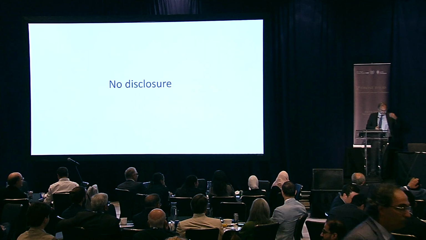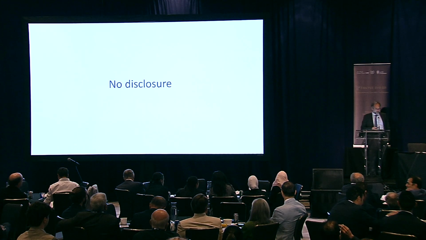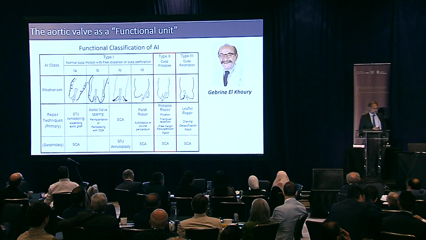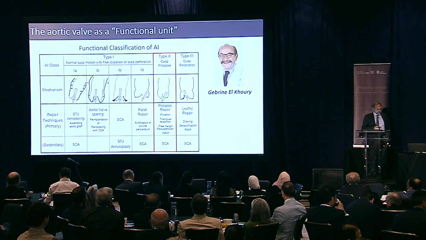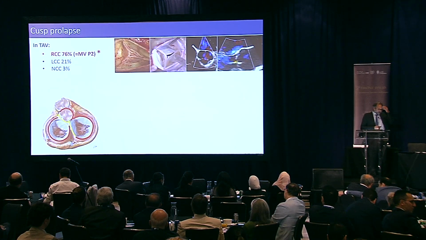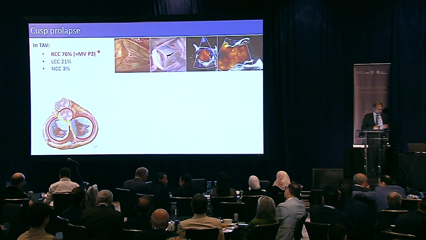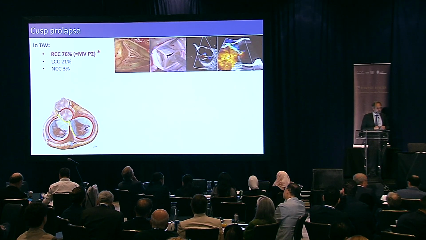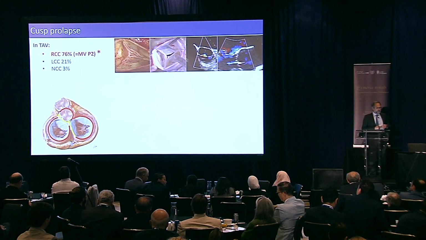Again, no disclosure. I think I'm not the only one here who has fallen in love with valve repair. So we discussed the type 2, the prolapse, in our classification, and leaflet prolapse is not equally distributed among the different leaflets. The right coronary leaflet is much more frequently involved than the 2 others, and you have here the frequencies of what we have observed.